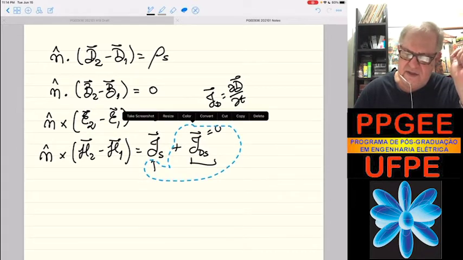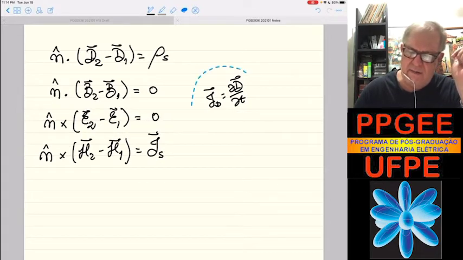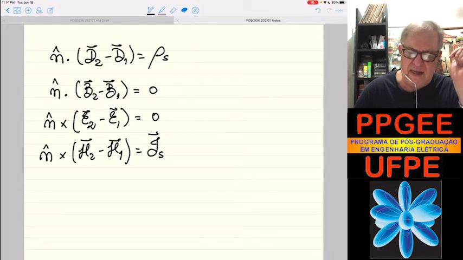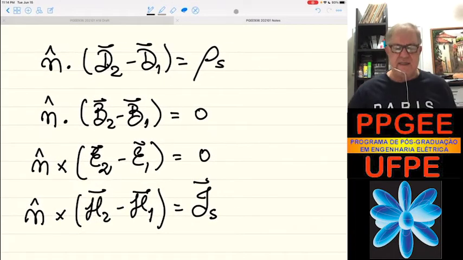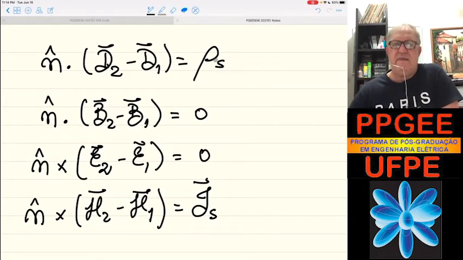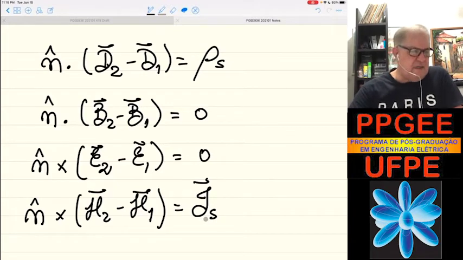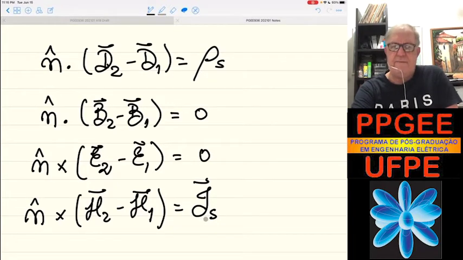So these are the four boundary conditions that we get. There's a discontinuity in normal D, which is the surface charge density. There's a continuity of the normal component of B. The tangential E field is always continuous across the interface. And there's a discontinuity of H, which is given by the surface current density. Okay?